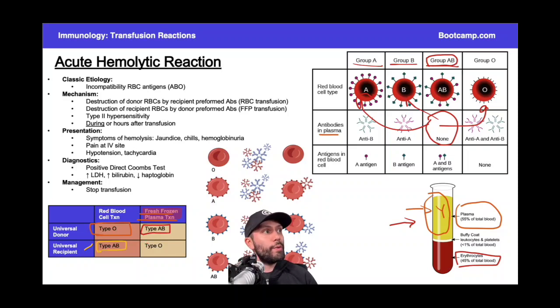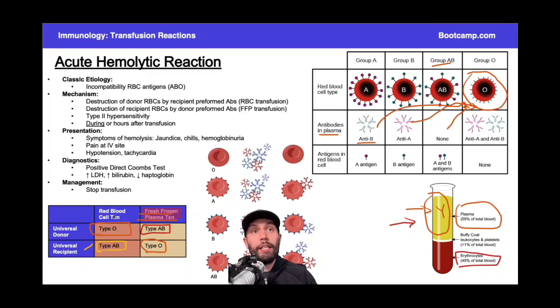Now, type O in this situation is going to be the universal recipient. The reason for that is because type O blood doesn't have any antigens on its surface to mark it for destruction. There's no A or B antigens here to mark it for destruction. And so I can give this patient plasma from a group A patient, that has anti-B antibodies, and not have to worry about them targeting the cell because there are no antigens to target. The same thing is true for group B plasma. The same thing is true, obviously, from the universal donor, group AB, because there are no antibodies at all in that plasma. Okay, so that's why type O blood is the universal recipient. Again, just the opposite of what we talked about with red blood cell transfusion.